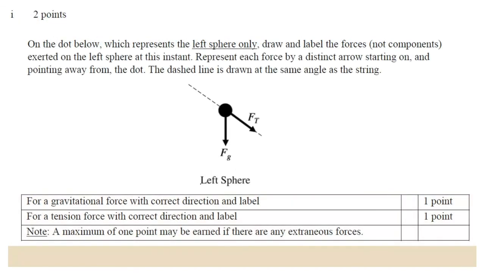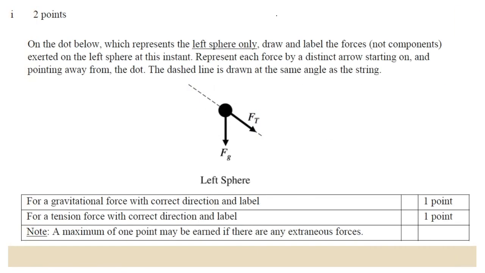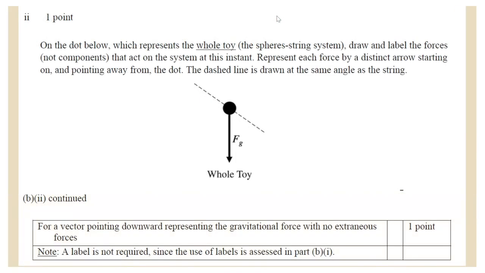It should also be noted, although this might not be totally obvious, since the tension on the left sphere goes this way, and the tension on the right sphere goes this way, there's no net force associated with the tension on the whole system. That's why the free body diagram in the scoring guide looks like this. You got 1 point for the gravitational force with no extra forces.